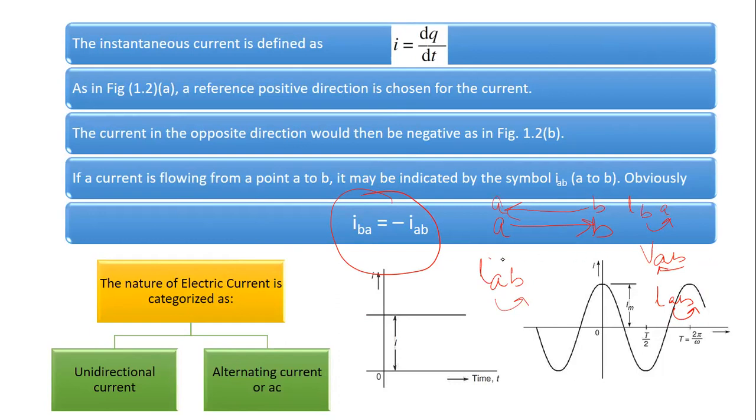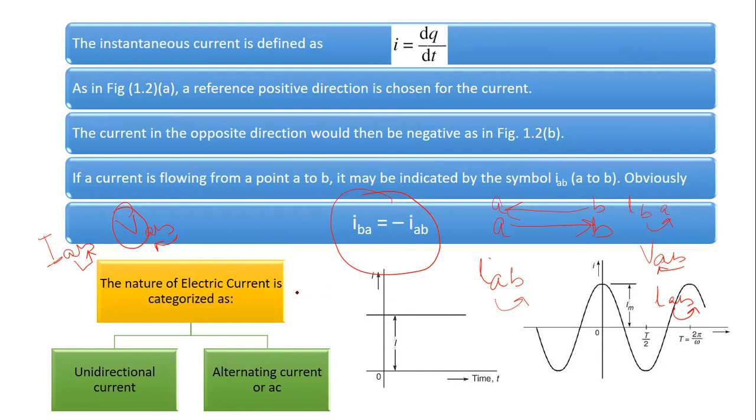You need to know this because whenever you find this kind of notation in numericals or study material, it will become easy for you to understand. If IAB is written, it means there is a current I flowing from some point A to B. If VAB is written, that means there is a voltage V appearing across the B and A points, and the direction is from B to A, right?